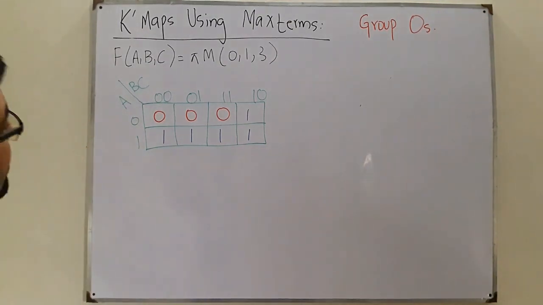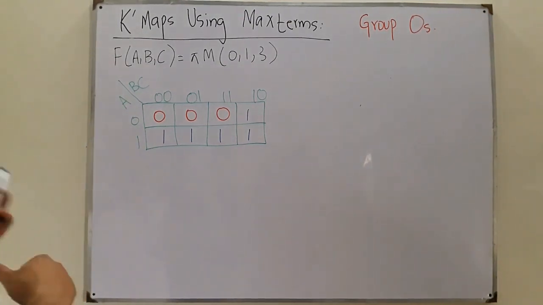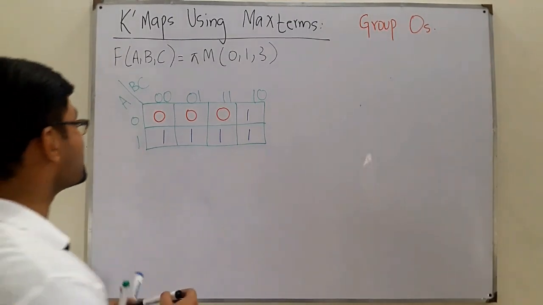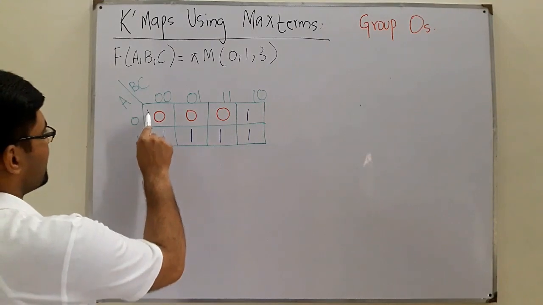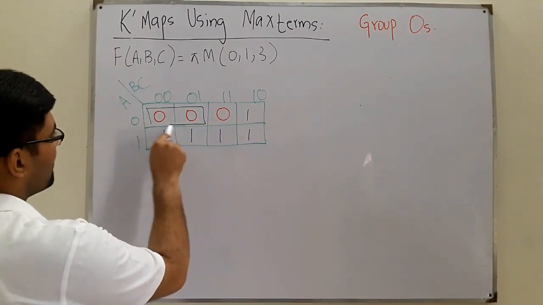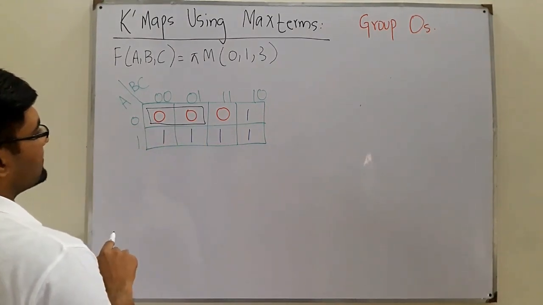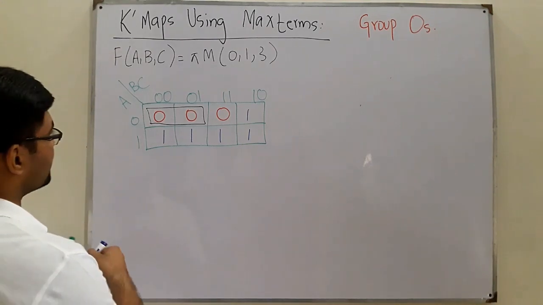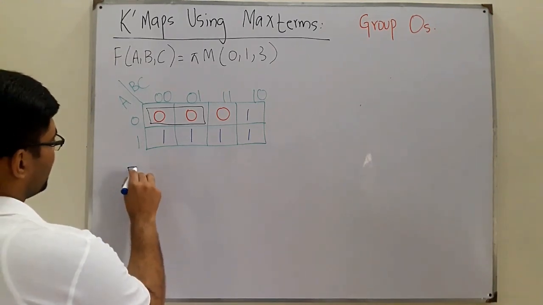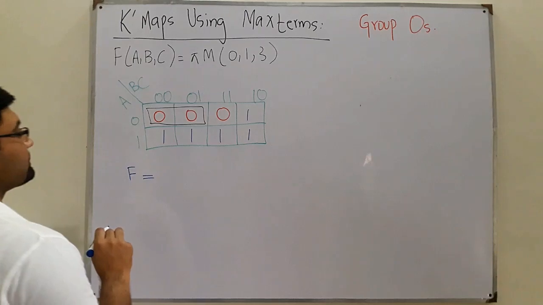Now, we don't have a group of 16s, we don't have a group of 8s, we don't have a group of 4s, but we can have a group of 2s, all right? So let's say this is my first group of 2 zeros, all right? And let me write it down first, so then you don't confuse it. So the function would be what?